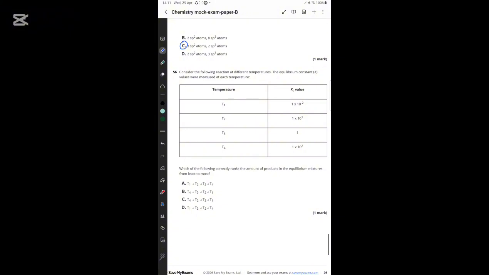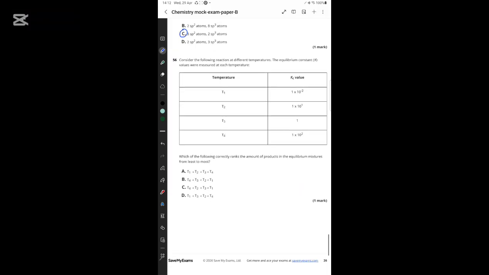Now for the next question, consider the following reaction at different temperature. The equilibrium constant K values are measured at each temperature. So they are saying which of the following correctly ranks the amount of product in the equilibrium mixture. So the greater the value of Kc, the greater the product that will be there. So we need to see where we are going to have the greater Kc value.